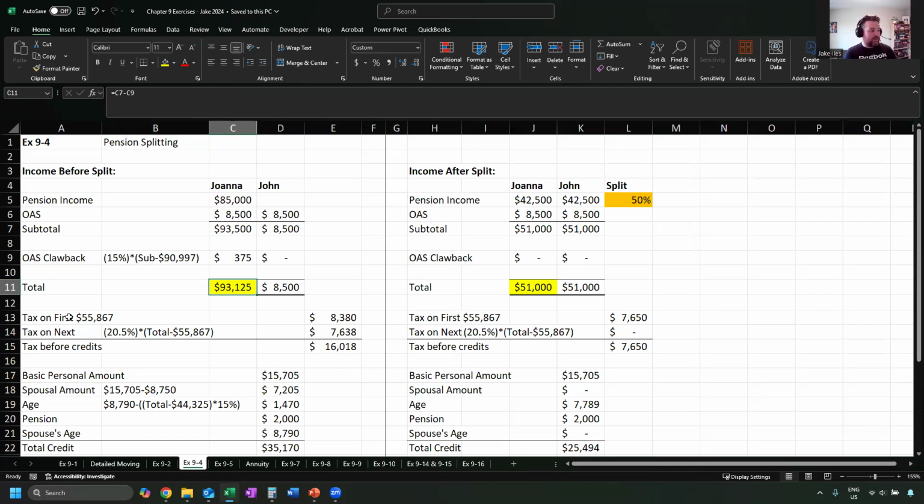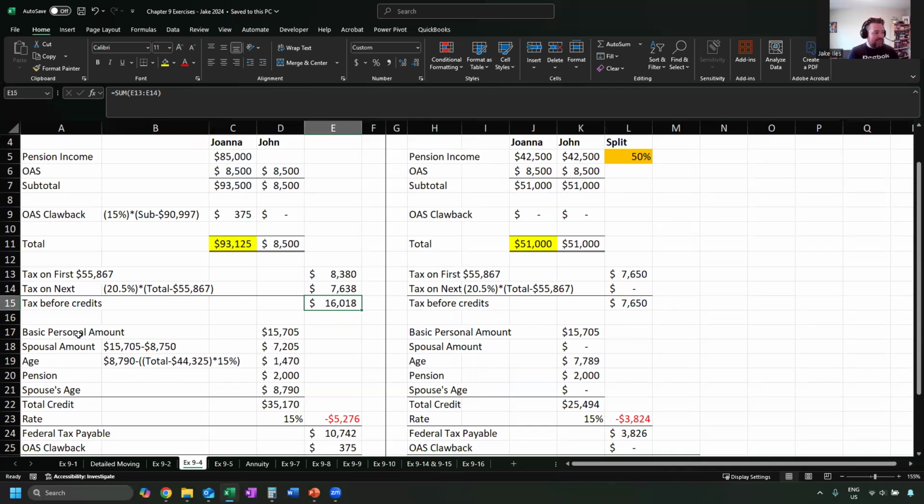So we have this income amount. That's enough that she will pass the first tax bracket and will be within the second one. At the first tax bracket, that first $55,000, she will pay taxes of $8,380. And then for the next amount of money up to 93, she will pay an additional $7,638. So the gross taxes before credit is just over $16,000.